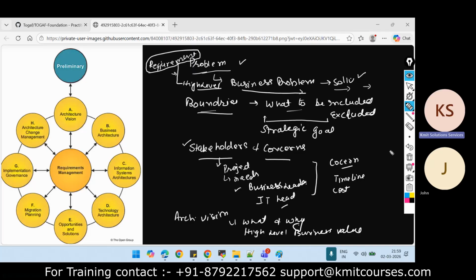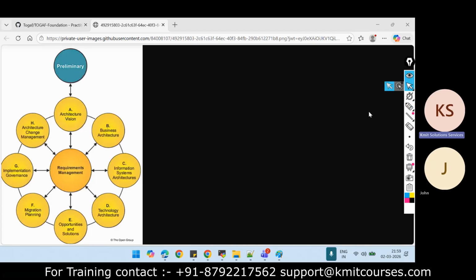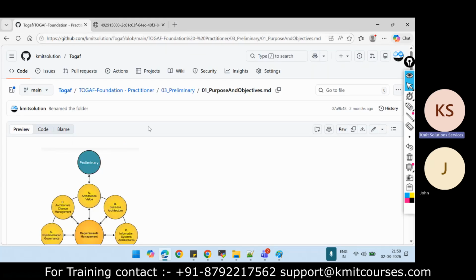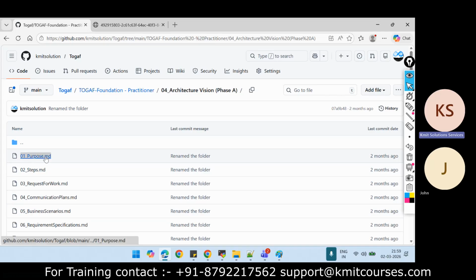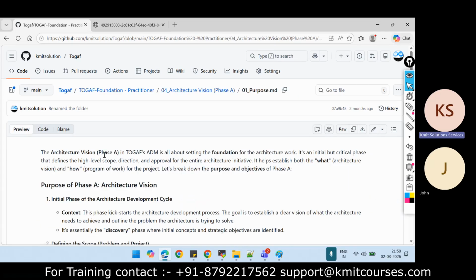Let us go to our documentation quickly. Whatever I have explained, it will be there. So if I go here, phase A, purpose. So here you can see the architecture is the foundation, right? This is the foundation of the architecture work. And here we are defining what and how. And this is the architecture vision purpose.